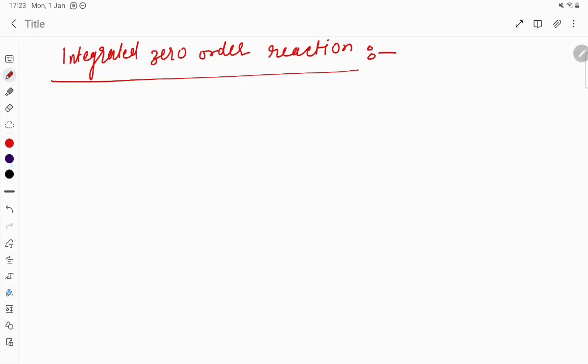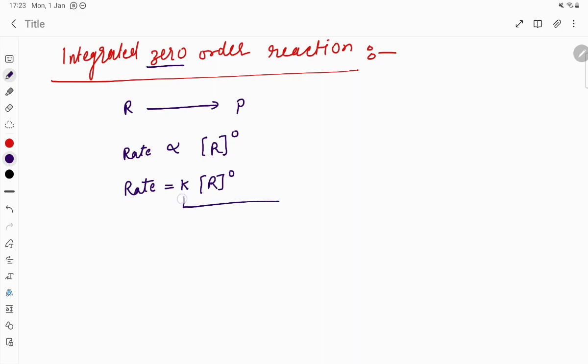Hello student, let's try to understand the integrated zero order reaction. Suppose it is a zero order reaction, happening from reactant R to product. Rate is proportional to the concentration of the reactant R raised to power 0, because it is a zero order reaction, so the power will be 0. Removing the proportionality constant, rate is equal to k R power 0.